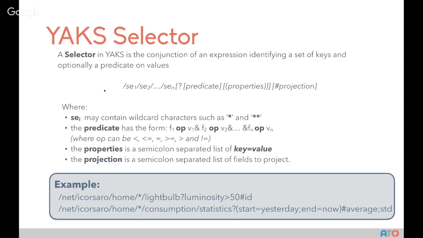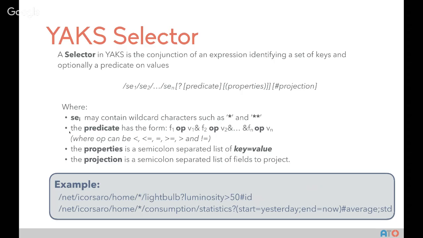So a selector is still inspired from the URI, but we add a query part, the optional query part of the selector. But at first, the segments. The segments are similar to paths, but they can contain wildcard characters such as star or star star. And this will really allow to do a selection of a set of keys.